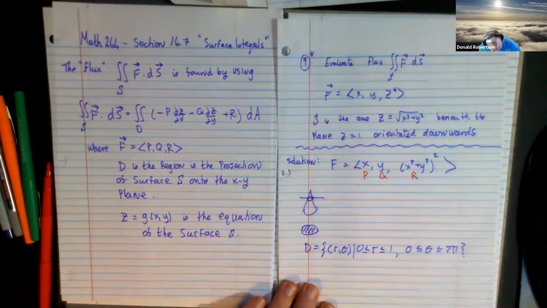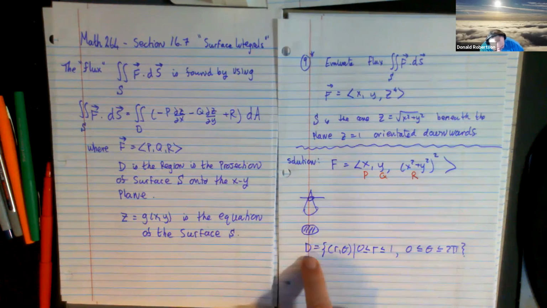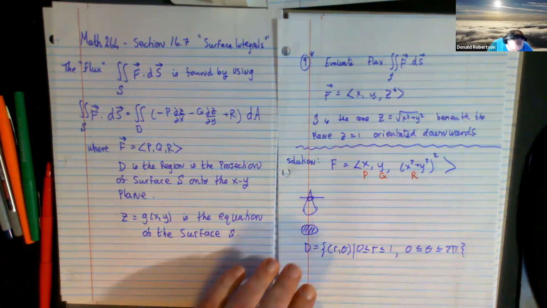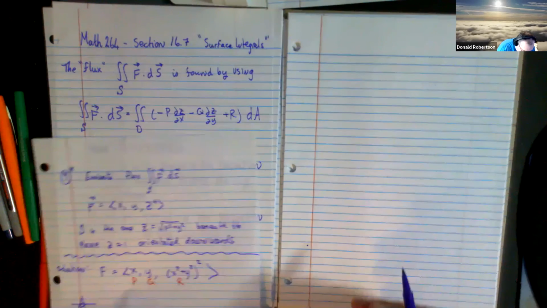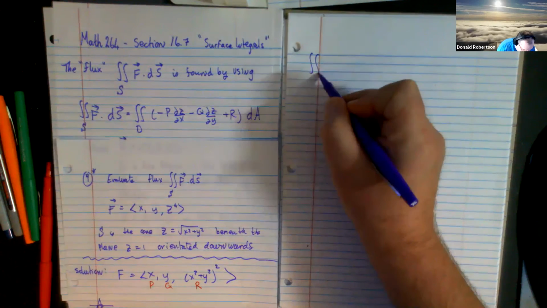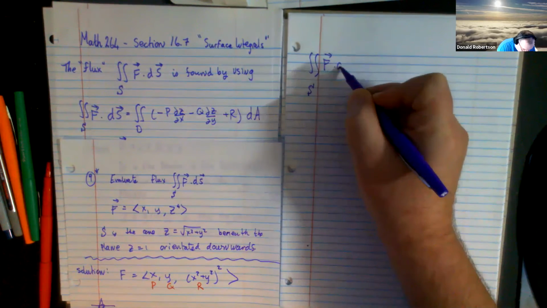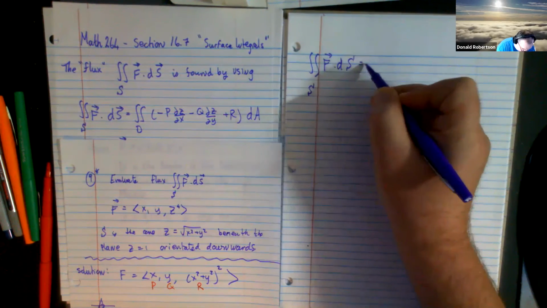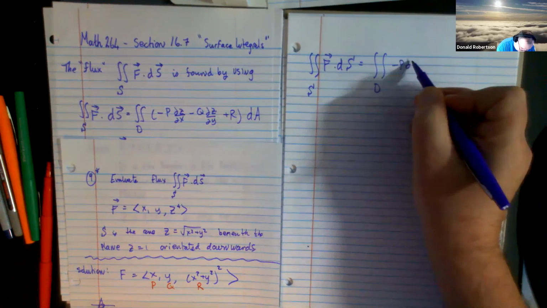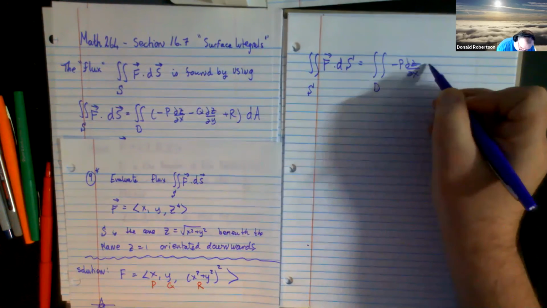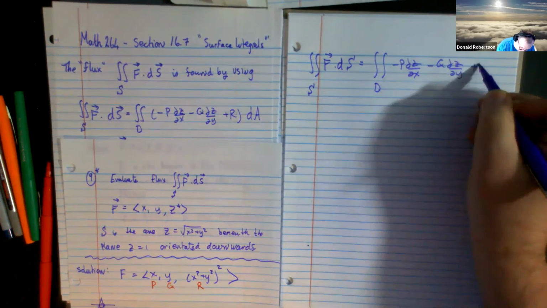So our vector field in terms of x and y now, our region D is going to be in polar, but we've set it up. So we put all the pieces together. See if I can finish on a good one. It's a double integral of negative p, that guy, negative q, that guy, plus r dA.